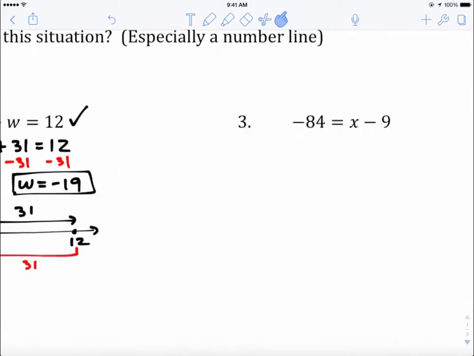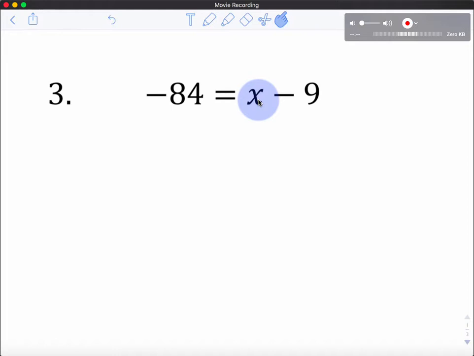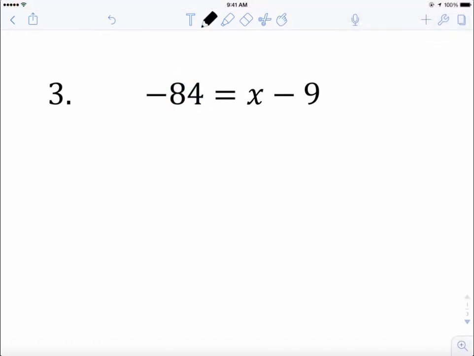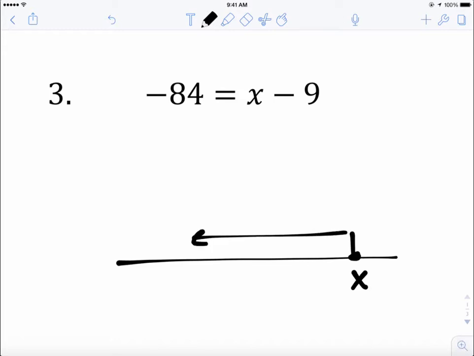In this case, we'll look at example number 3. I'm thinking that x has got to be greater than negative 84, because I know that x minus 9 equals negative 84. So if I were to draw this on a number line, here's my unknown variable x. I know that if I go to the left 9 units on the number line, I end up with negative 84.